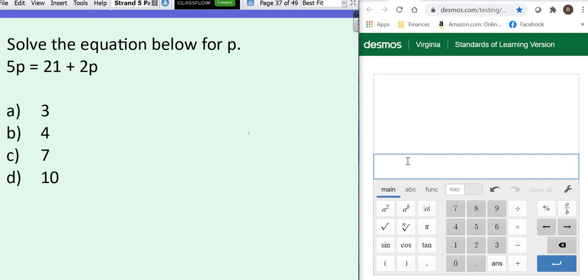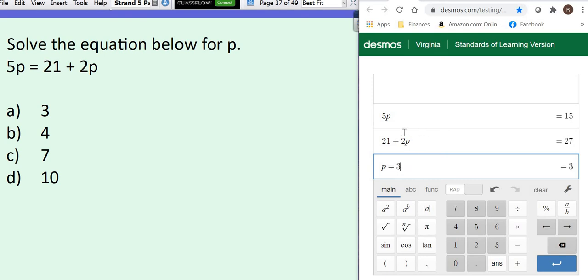We've got a variable on each side, so we know that each side has to be exactly the same. So I'm going to put 5p on one line, 21 plus 2p on a second line. And then they've given me multiple choice answers, so I'm going to try each one. And somehow this is not working. Let me see what I did wrong. Let me clear my calculator and start again. So I'm going to start with 5 times p on one line and 21 plus 2p on another. And then I'm going to make it p equals, and I'm going to do 3.